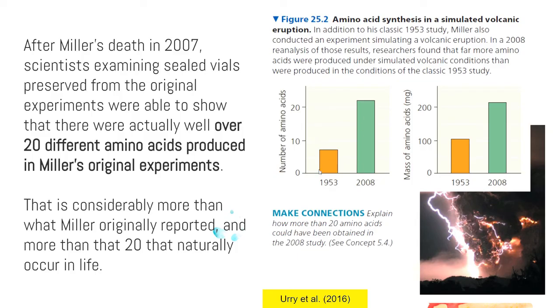So during this period, in those sealed vials, the number of amino acids evolved over time, as well as the mass of amino acids. From 100 milligrams in 1953 in those sealed vials, by 2008 they were over 200 milligrams.